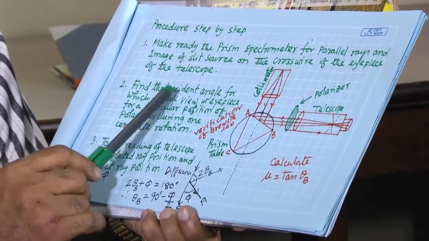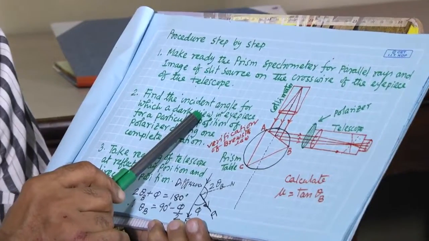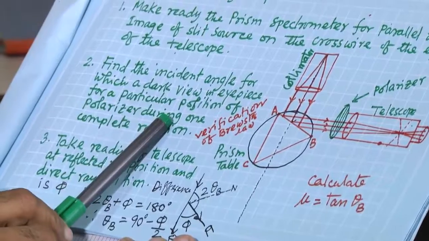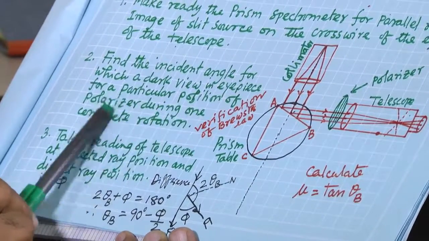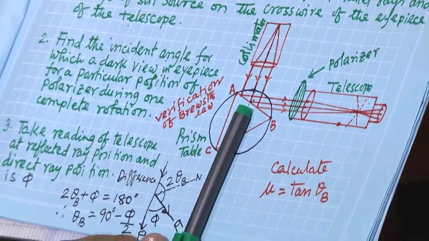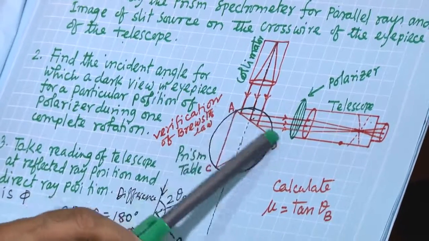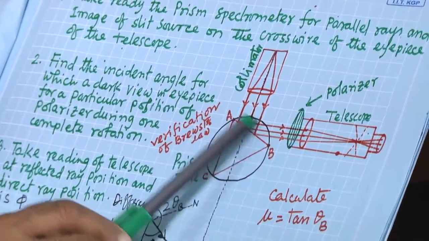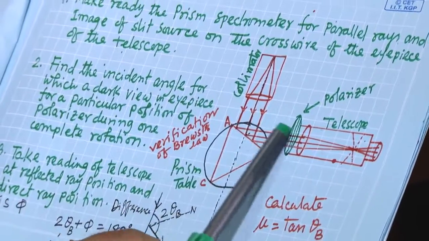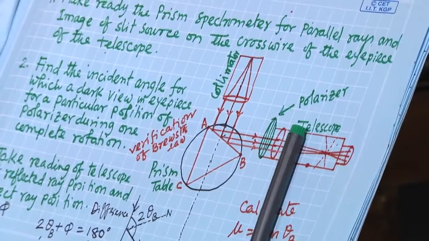So when the spectrometer is ready for doing the experiment, we then find the incident angle for which we get a dark view in the eyepiece for a particular position of the polarizer. Okay. So, what we will do? On the prism table we will put this prism. So, this reflecting surface we will use, okay. From the collimator parallel rays will fall on it and then this is the reflected one, okay. We will put the telescope here.